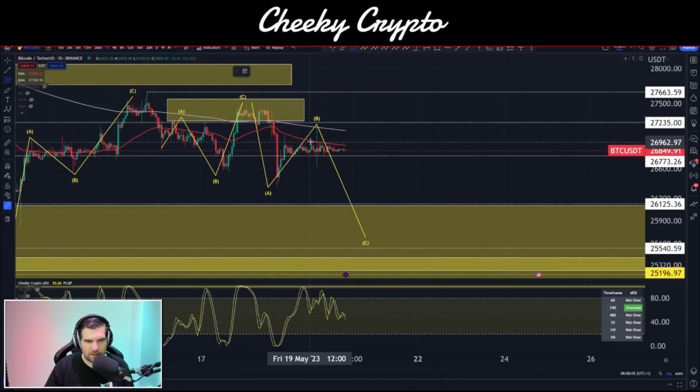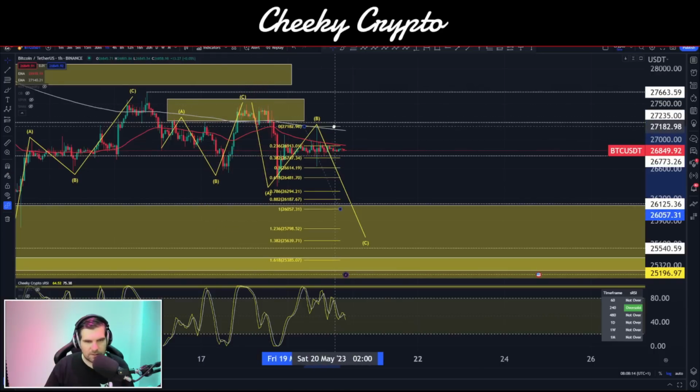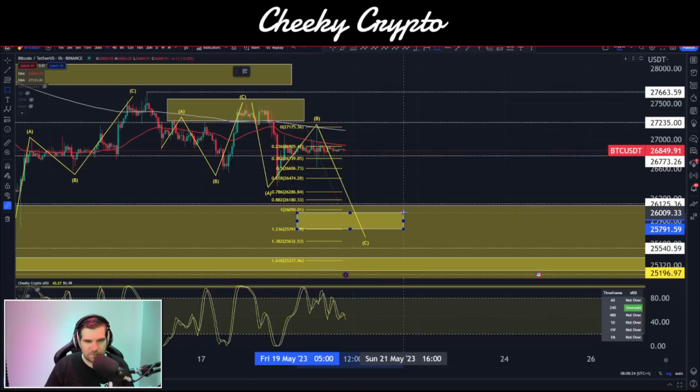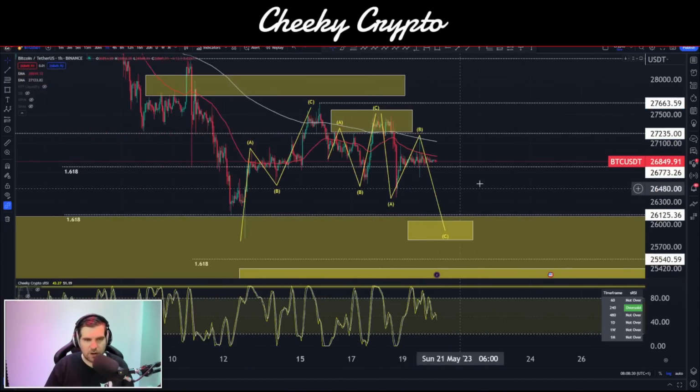If I take a look at this, we have the possibility that we can come up a little bit higher on the B wave. That's fine. But if we just take the existing high and run this over to here, then we should be thinking about 26,000 or just short of 26,000 at 25,791. I think we are likely to see a move into that little range, and then that will allow us to finish off our C wave structure for our wave 3.